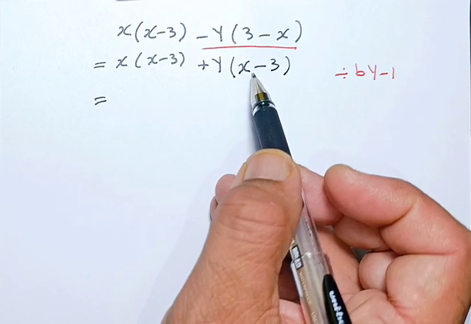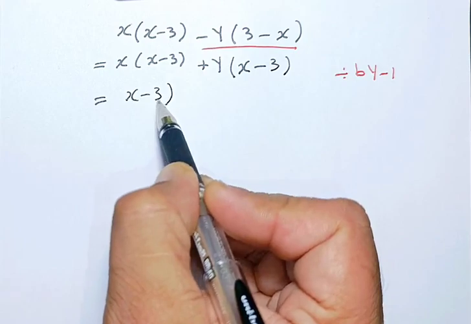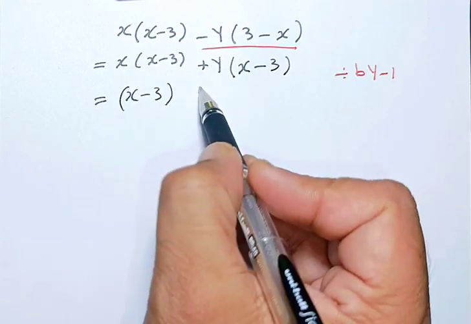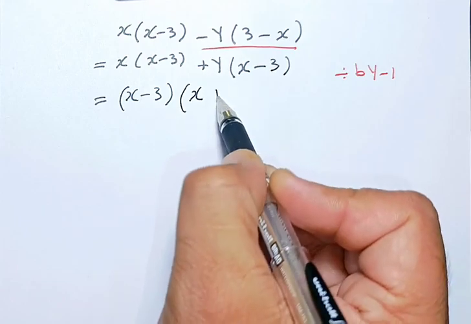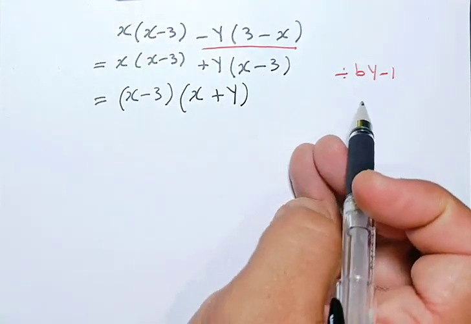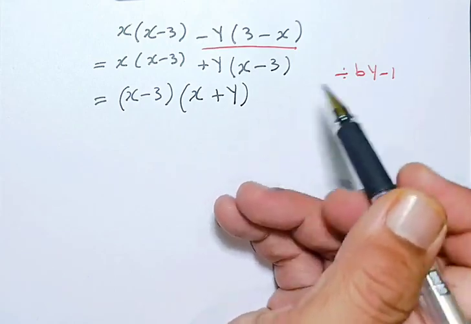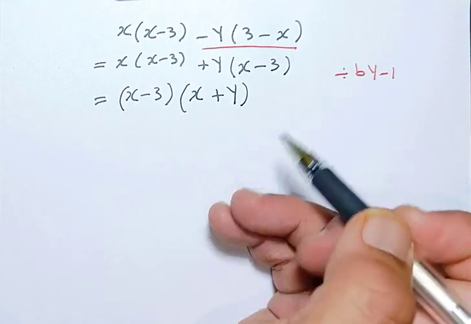second expression. Now (x − 3) is common. I take this common bracket, and what is left is x, and y is left with a plus, because (x − 3) is out. I think this is a much easier method than the previous one. You can choose any one. I like this method.